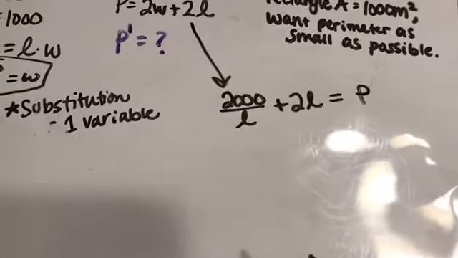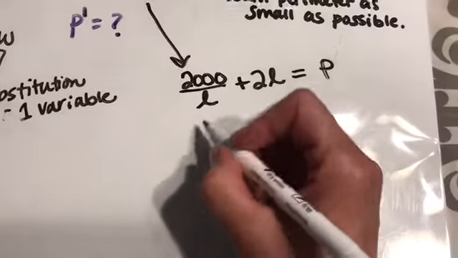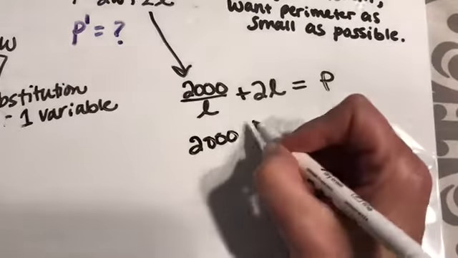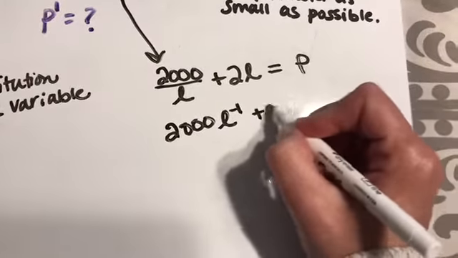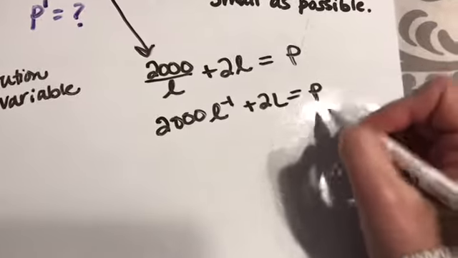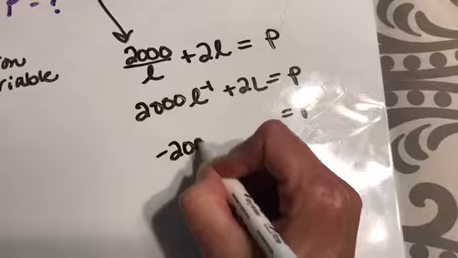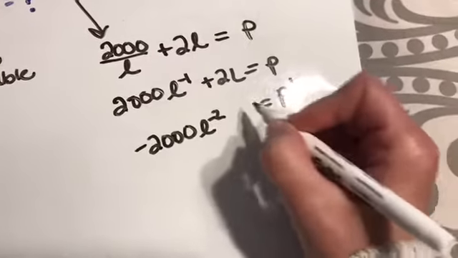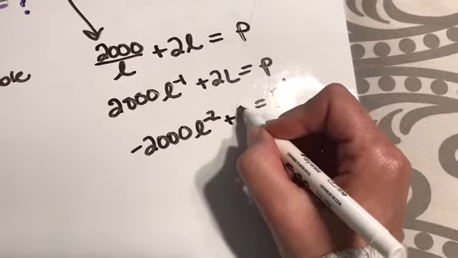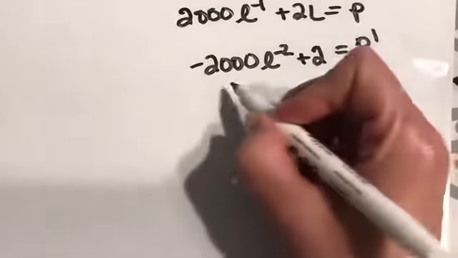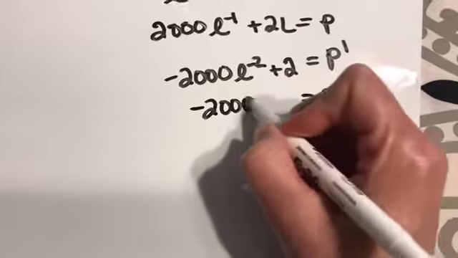So let's go ahead and take the derivative of the perimeter. So remember, we could write this as 2,000 L to the negative 1 plus 2L equals the perimeter. So the derivative of the perimeter would be negative 2,000 L to the negative 2 plus 2. Now, when you set the derivative equal to 0, that's where you find your critical points. So we're going to set this equal to 0, and we will solve.